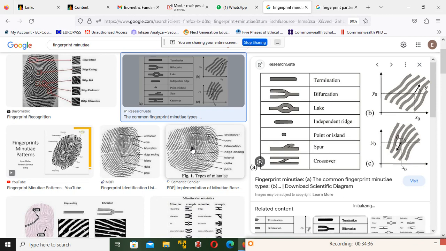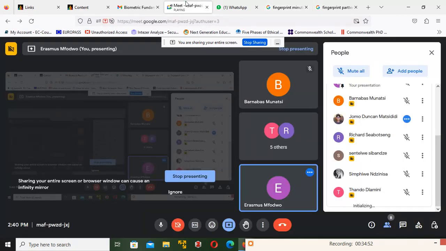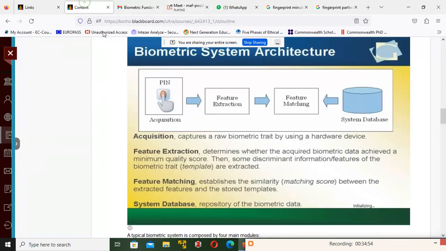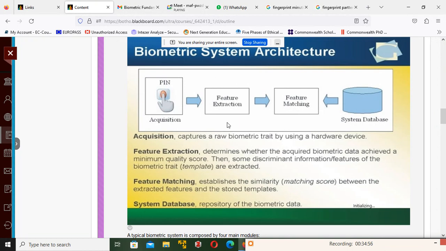We have bifurcations, we have trifurcations, we have spurs, we have crossovers, we have ladders, we have a lot of things like that. I don't want to go into detail like that. But I want you guys to understand how the identification process is resolved. So in feature extraction, after the fingerprint has been captured, this is what happens.